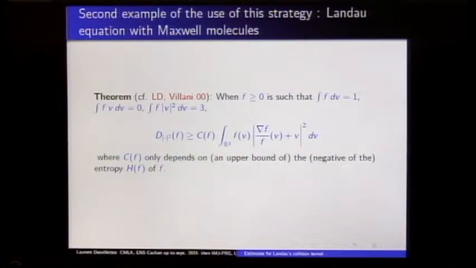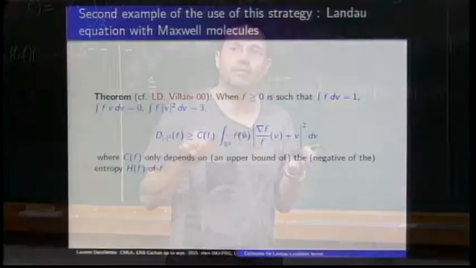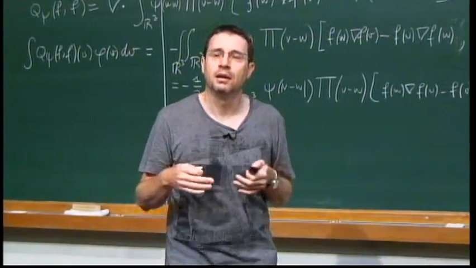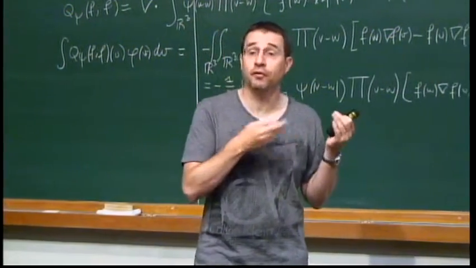And as you can see, if you know this, then since this will be L1 in time, you know that this quantity will be in L1 in time. And this is basically like gradient F to the square divided by F, that is gradient of square root of F to the square. So it's really the H1 norm of the square root of F. So you really dominate with the entropy production something which is associated to the smoothness of F. That is the H1 norm of square root of F. So it's really something that I wanted to prove also for the physical case.